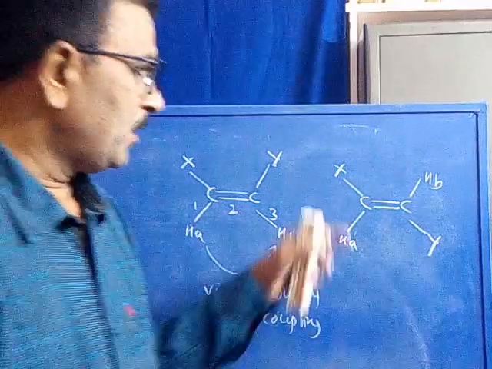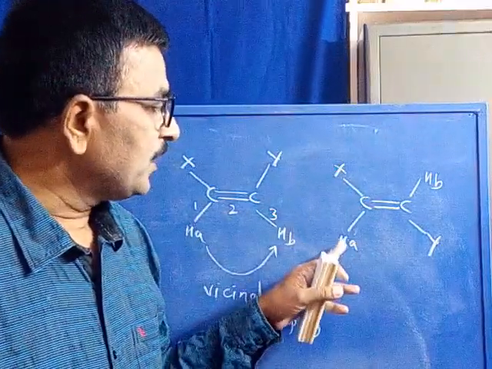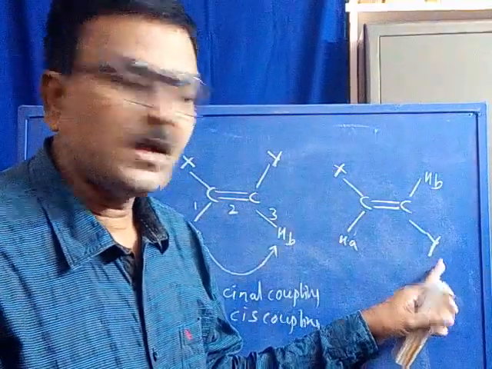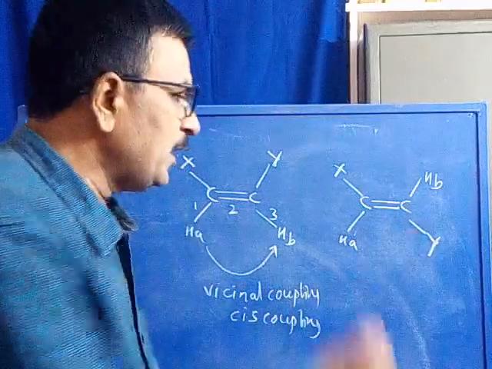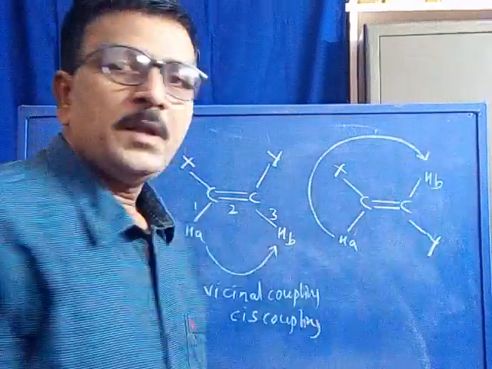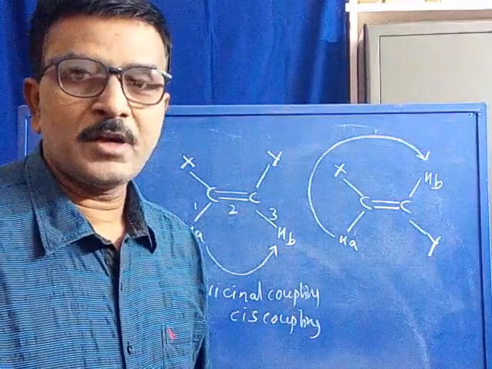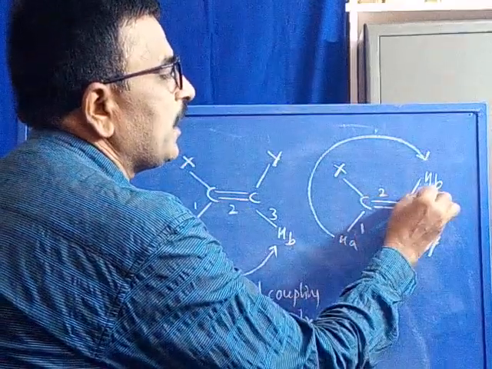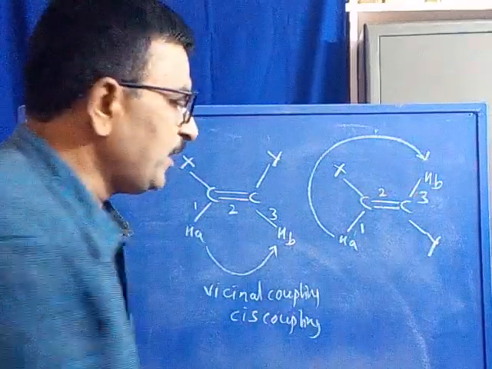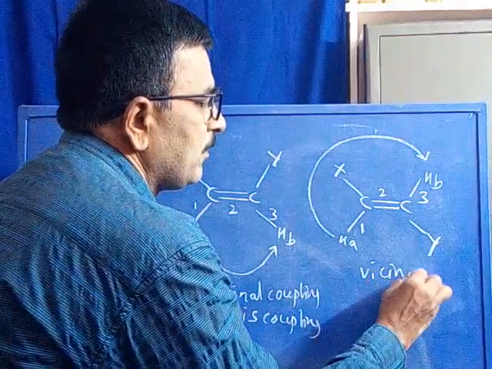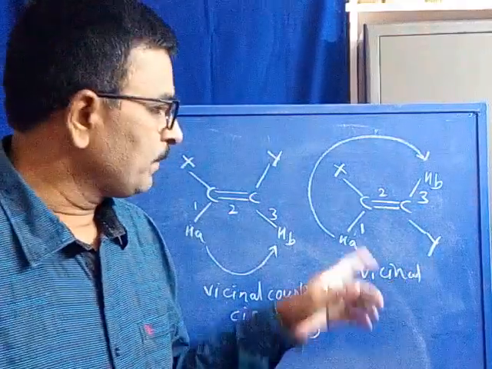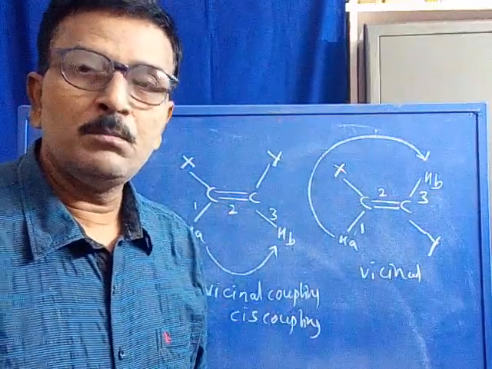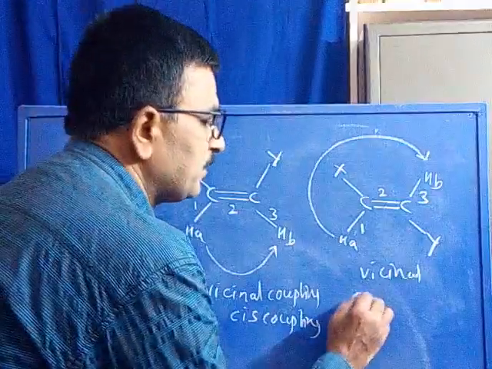Cis coupling. Now coming to the second isomer, Ha is adjacent to X atom, Hb is adjacent to Y atom. So AB protons are non-equivalent and therefore coupled. Between AB protons there is one bond, two bond here, third bond, three bonds. Therefore it is vicinal coupling. Further, AB protons are coupled with each other at the opposite side of the molecule with respect to the molecular plane. Therefore it is trans coupling.